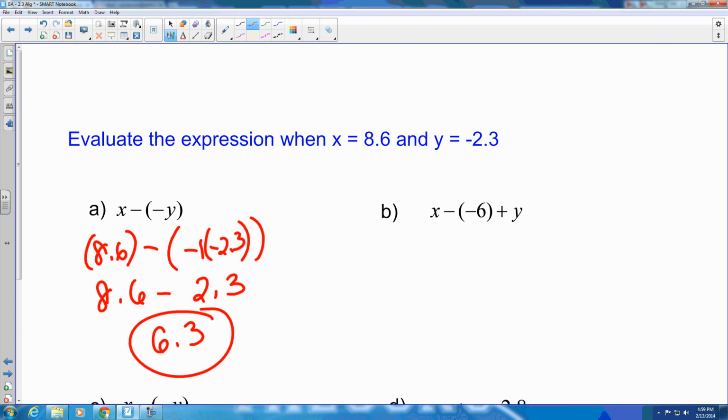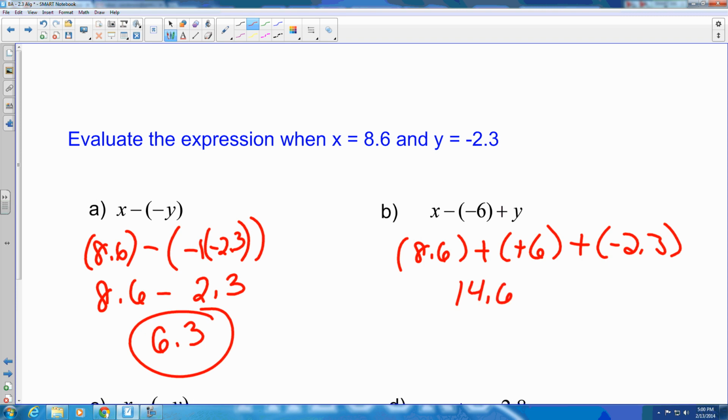Okay? And if we look at B, same thing goes. I'm going to put in parentheses 8.6, minus negative 6, plus a negative 2.3. This is a cross the line, change the sign. I'm just going to make everything into addition. And again, I'm going to use the associative property. I'm choosing to add 8.6 and 6 because they're both positive numbers. So 8.6 plus 6 gives me 14.6, plus what's left over, the negative 2.3, and that gives me a positive 12.3.